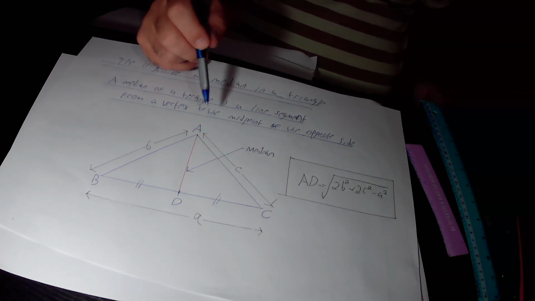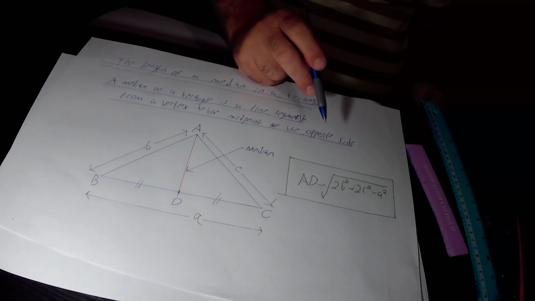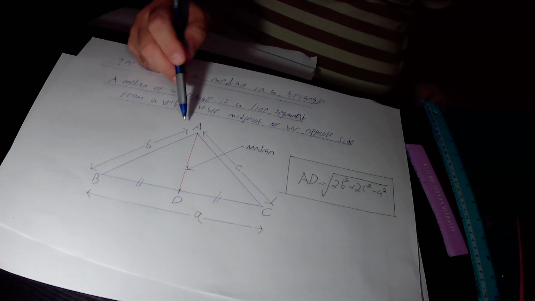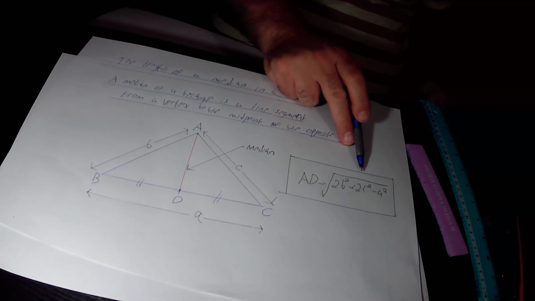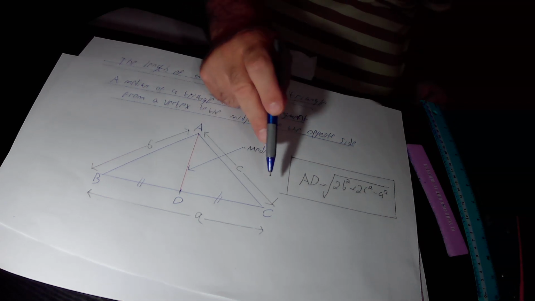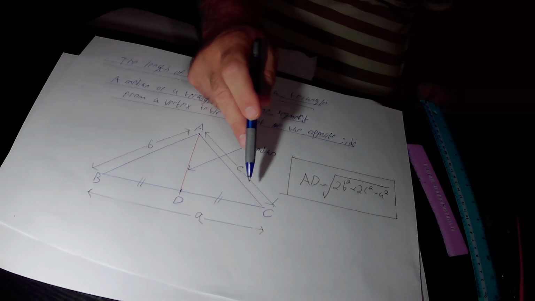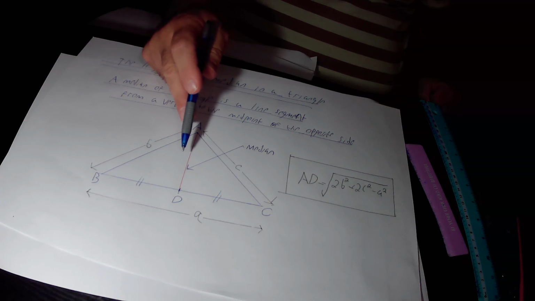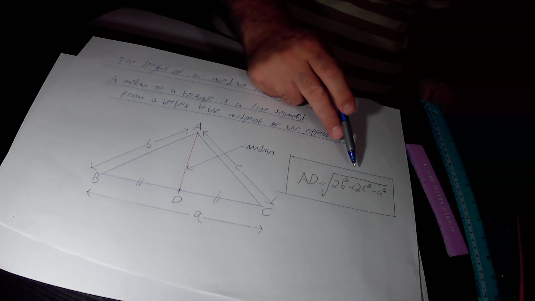So what is the length of the median AD? According to this formula, the length of median AD equals the square root of 2b squared, where b is the length of AB, plus 2c squared, where c is the length of AC, minus a squared. A is the length of side BC of this triangle ABC. So in total, the length of the median AD is equal to the square root of 2b squared plus 2c squared minus a squared.